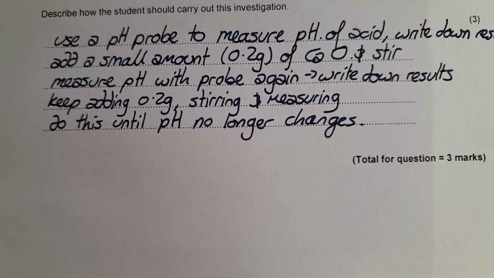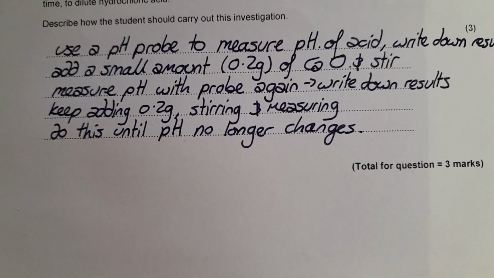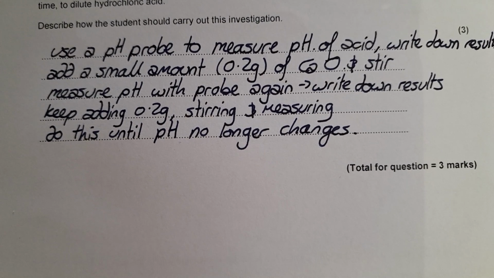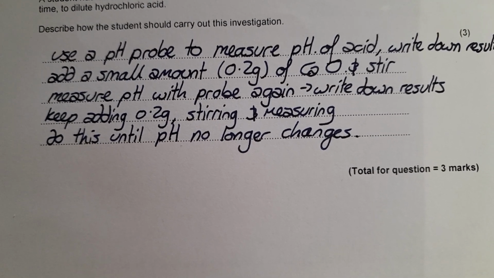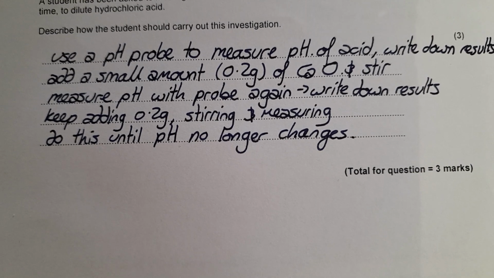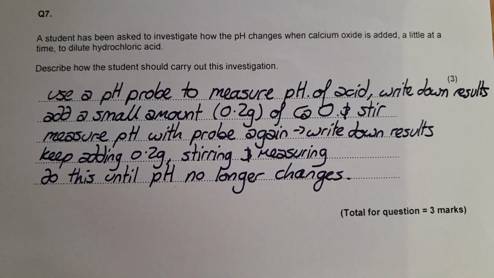Then we measure the pH with the probe again, we write down the results, we keep adding the same amount, that small amount, 0.2 grams, stirring, measuring, writing down, and we do this until the pH no longer changes. That is how I would carry out that investigation.